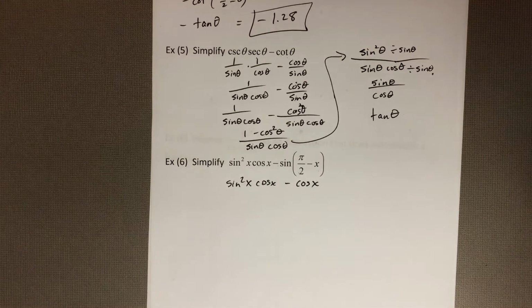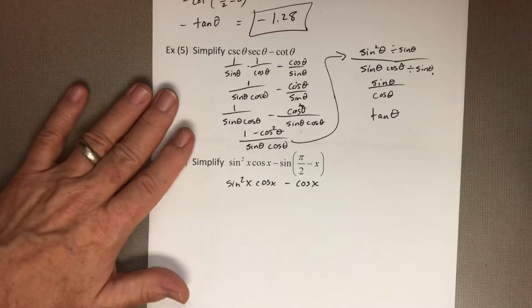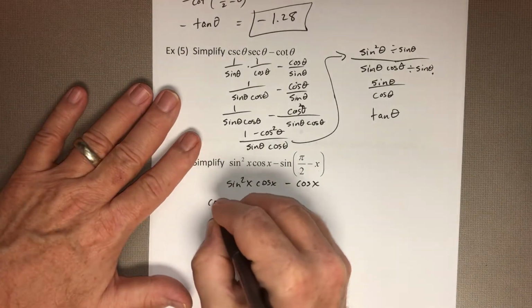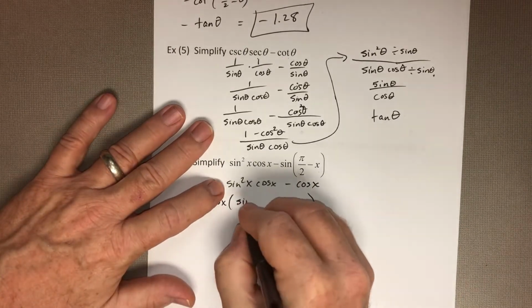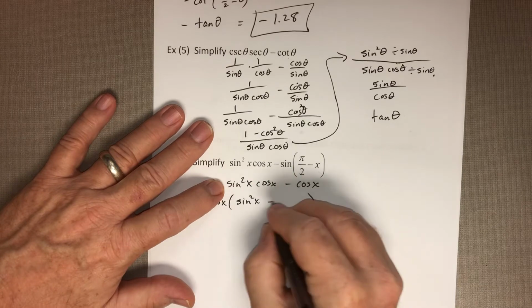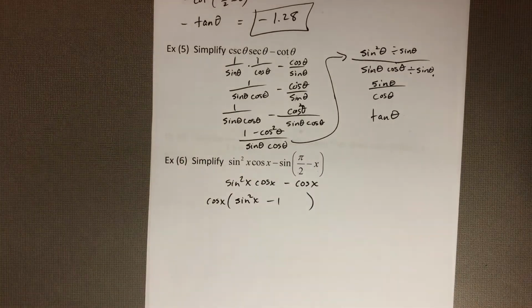Now, when I look at those two terms in this example, I notice that they have a common factor. The common factor is the cosine of x. So I'm going to factor the cosine of x out. What's left is the sine squared of x minus 1.